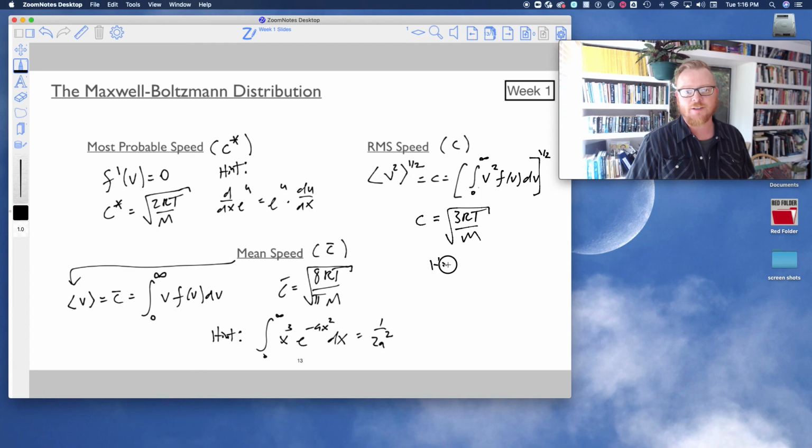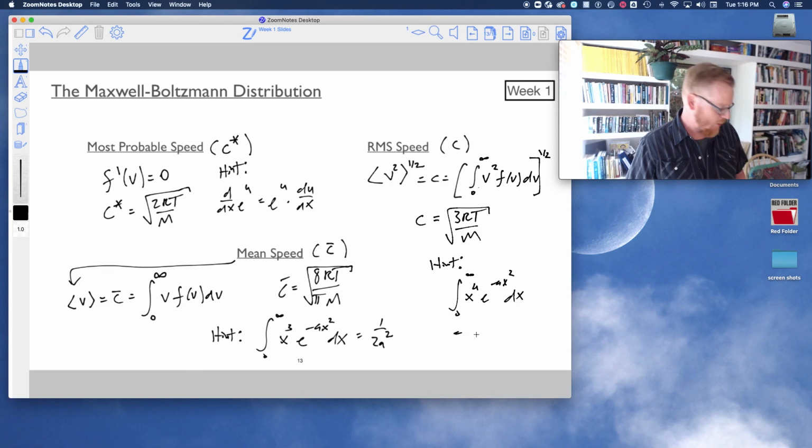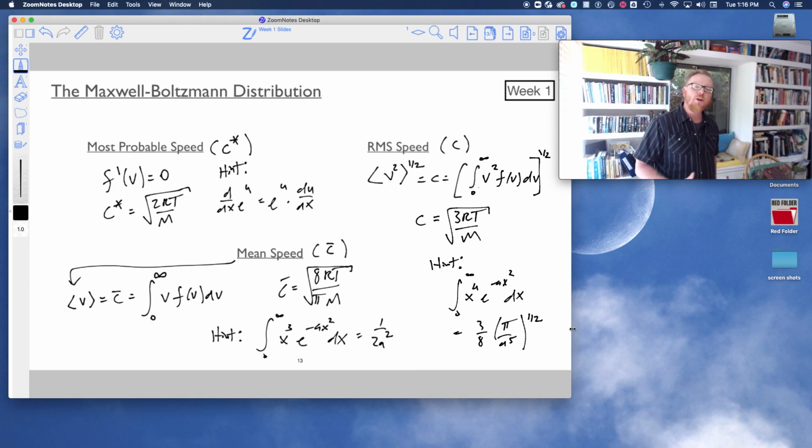And then your hint for RMS is another one of these integral table solutions: the integral from 0 to infinity of x to the 4th, e to the negative ax squared dx, which has a standard solution equal to 3/8 times the square root of pi over a to the 5th power. So see if you can do these. See if you can knock off some of that dust from your calculus days. I have the solutions available in the notes, but I think this will be some good practice for you.